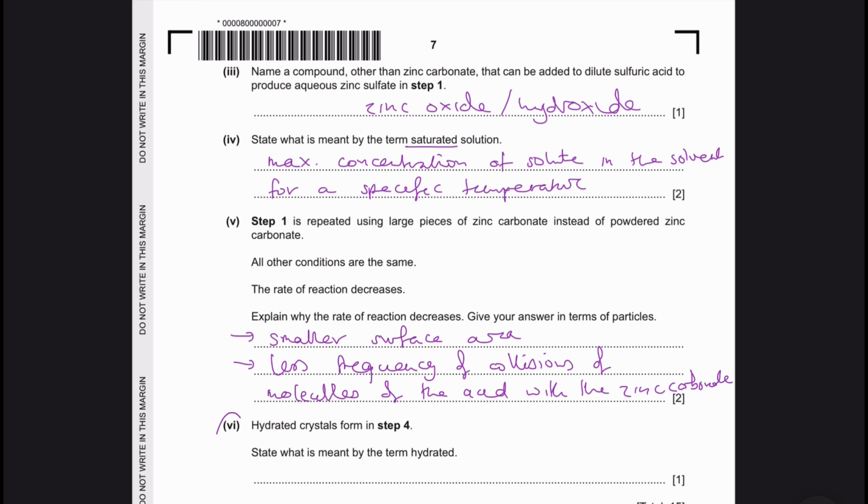On to the next one, on to number 6. Hydrated crystals form in step 4. State what is meant by the term hydrated. Again, another one, a good one for a flashcard. So this means chemically bonded with water. This one comes up a lot.